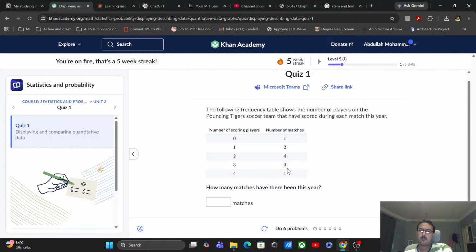One, two, three, four, five. Each match this year. I'd say 5. Because this is number of matches. Notice that there is none above 5. 4 matches. Say 5.